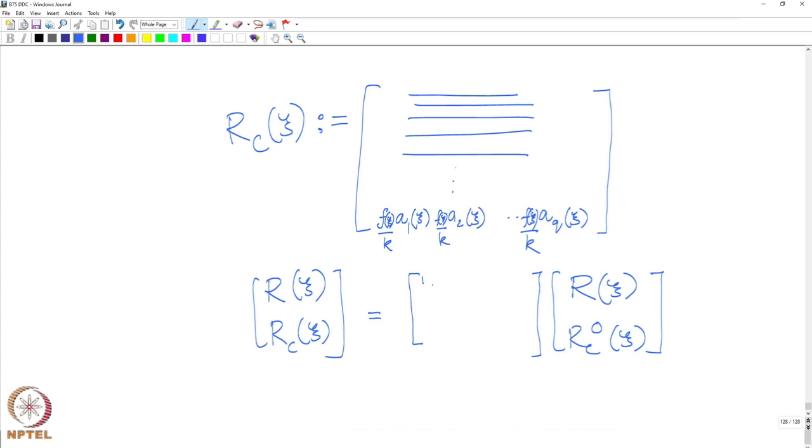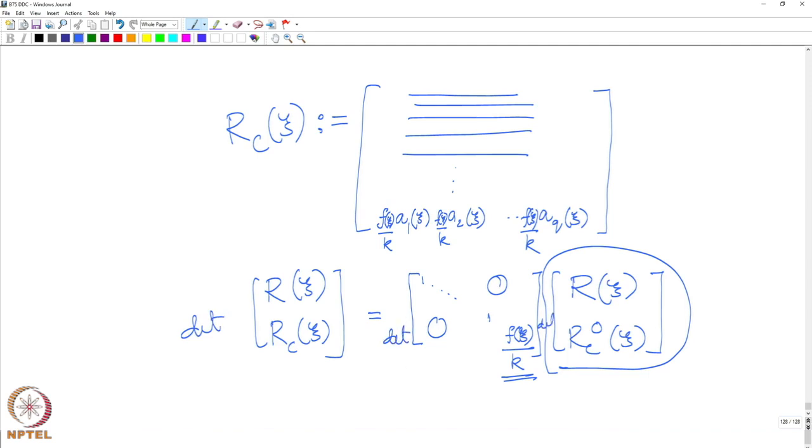That means this matrix is the same as this diagonal matrix, which is almost like an identity, but the last entry is changed by f xi divided by k. That is what multiplies the last row of this entire matrix by this guy. So it is just a row operation, multiplication from the left by this matrix. So, then what is the determinant of this guy? The determinant must be determinant of this into determinant of this.